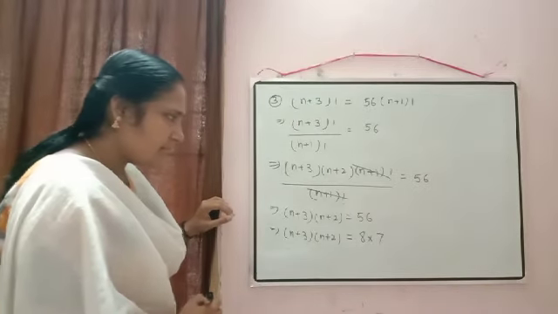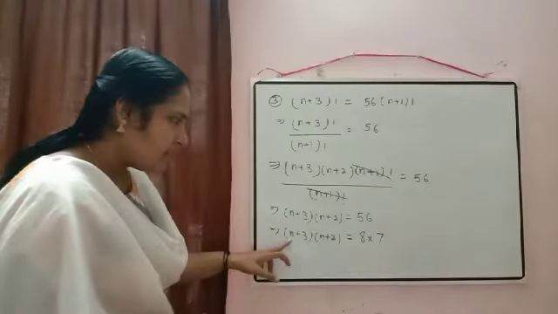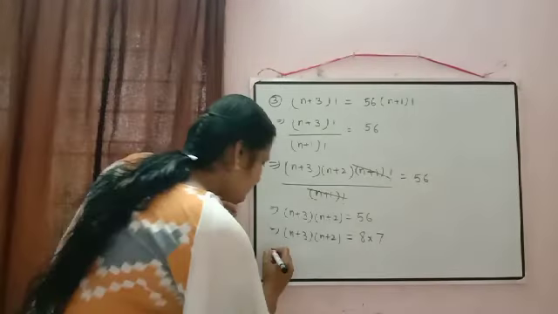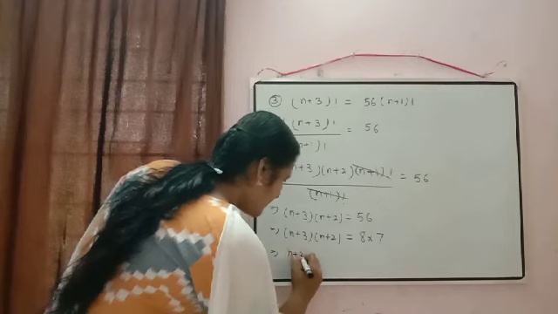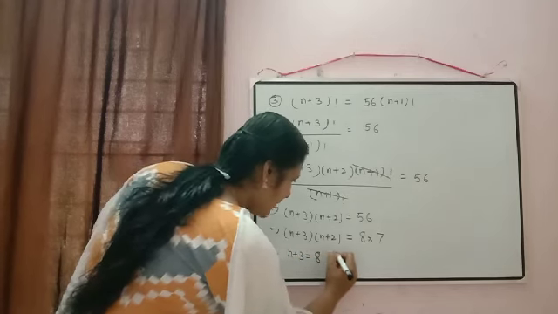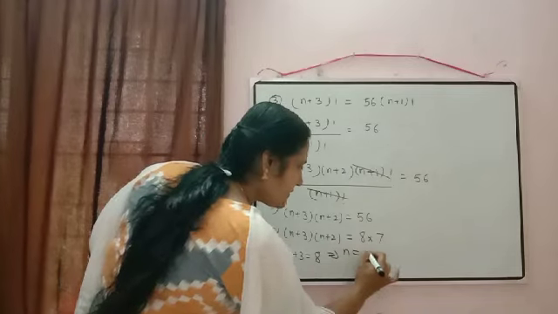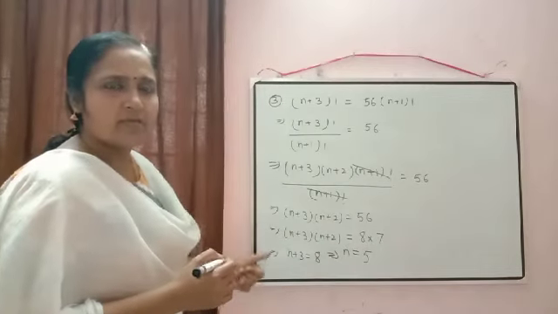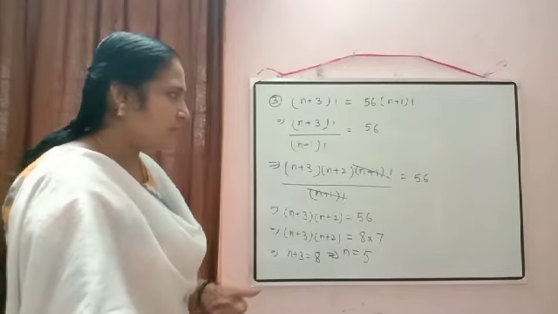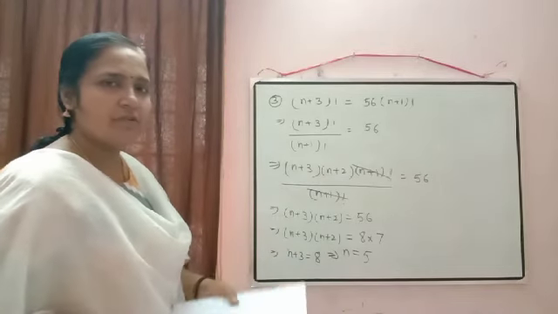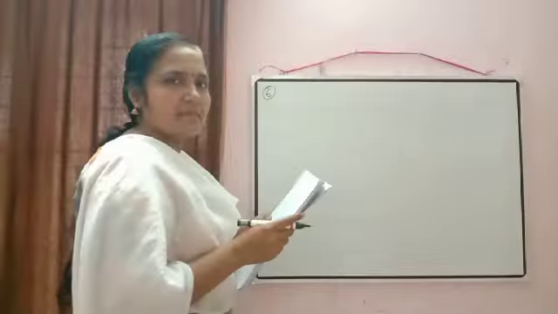Now just check which number is greater. Here n plus 3, and on the right hand side the greater number is 8. So we can equate the greater numbers. n plus 3 is equal to 8. So from here we will get n is equal to 8 minus 3 is equal to 5. So n is equal to 5. I hope these types of questions are clear to you. Okay, now we'll move to the next question.